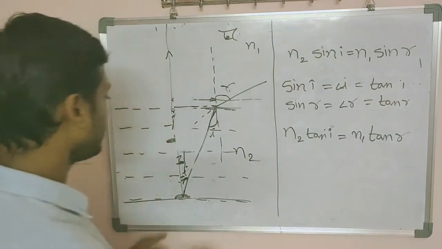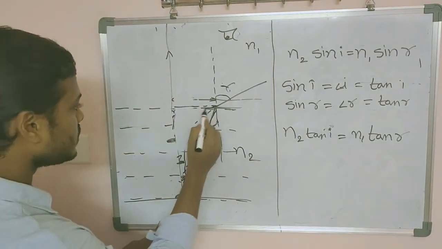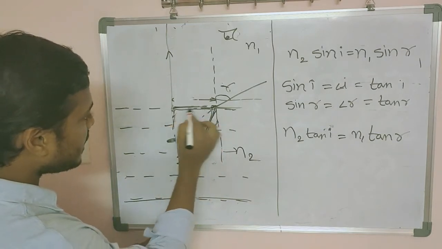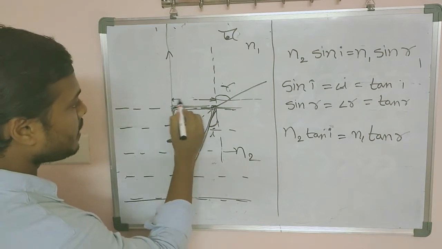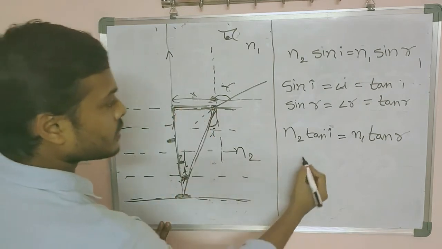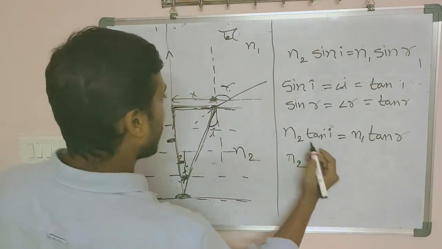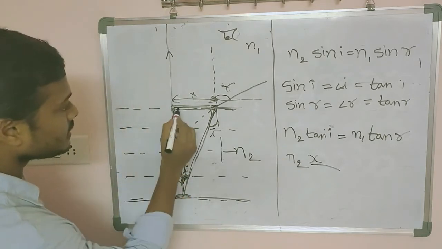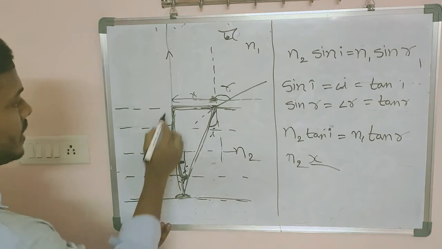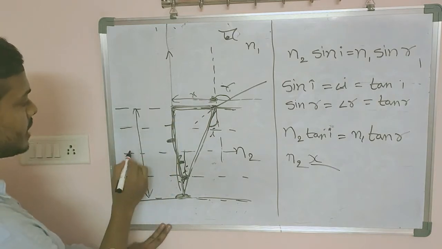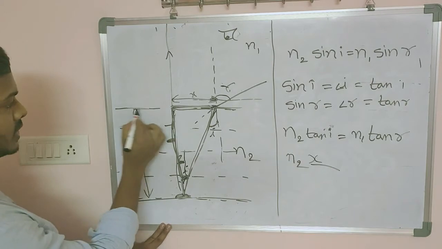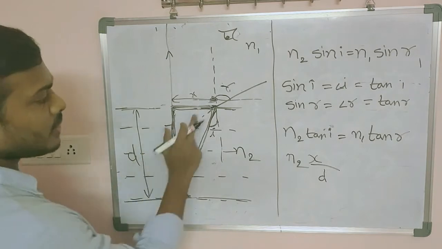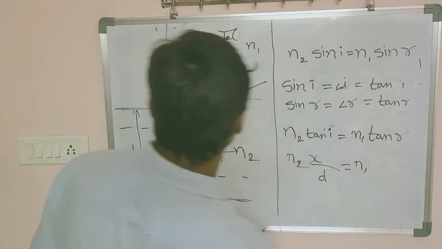What is tan I? This is one of the triangles. So tan I is equal to perpendicular by base. What is the perpendicular? We assumed it as x. So N2 into tan I, that is x by, this is the perpendicular, this is the base. We assumed it as d. This is the real depth, right? We assumed it as d, which is measured from the surface. So x by d, perpendicular by base, is equal to N1 into tan r.